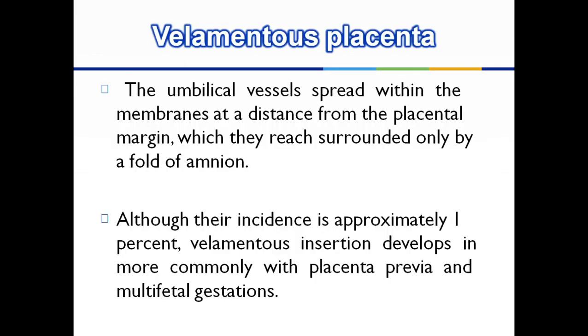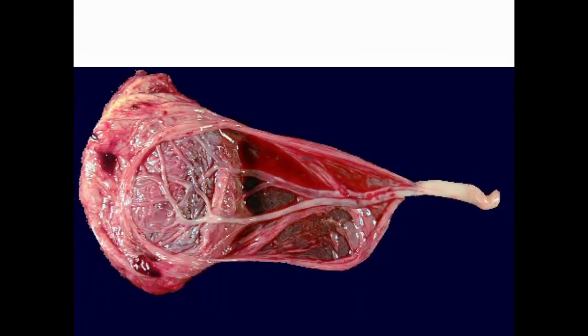Velamentous placenta. The umbilical vessels spread within the membranes at a distance from the placental margin, which they reach surrounded only by a fold of amnion. Although their incidence is approximately 1%, velamentous insertion develops more commonly with placenta previa and multifetal gestations.